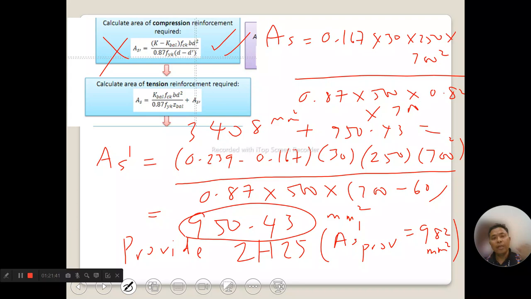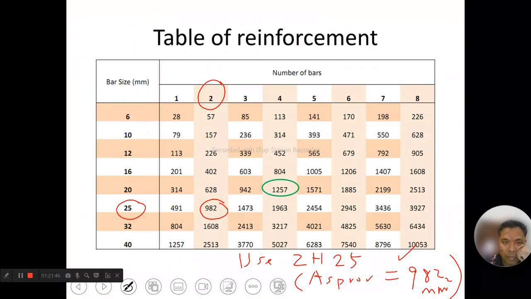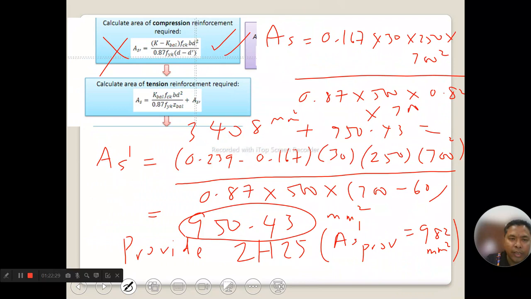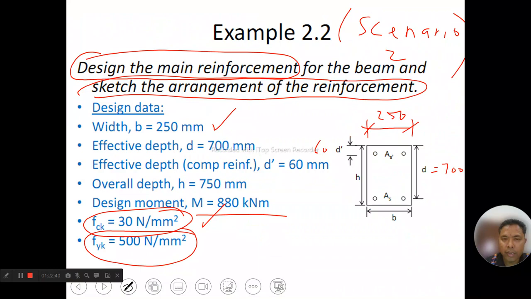3408 maksudnya saya kena check apa bilangan besi yang saya nak pakai. Kalau saya guna 2 batang paling maksimum pun 2513. So tak boleh sebab besi yang paling besar pun 40. So dia nak 3408. Saya rasa saya nak gunakan bilangan besi yang banyak. 3408 ya. So maybe I use 5. So you kena provide besi yang besar sikit daripada 3408. So 5 batang besi dengan diameter 32. So for your tension reinforcement, you use 5H32 dengan AS provided berapa tadi? 4021. So kita sekarang nak susun.